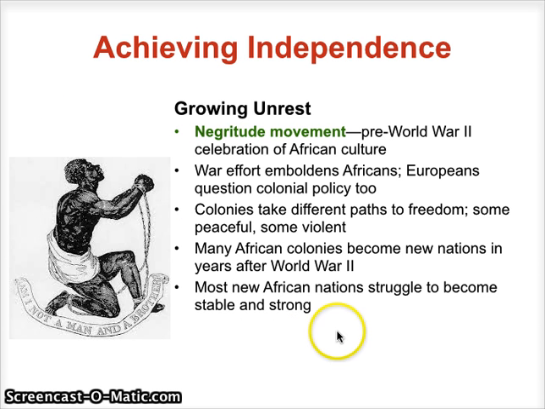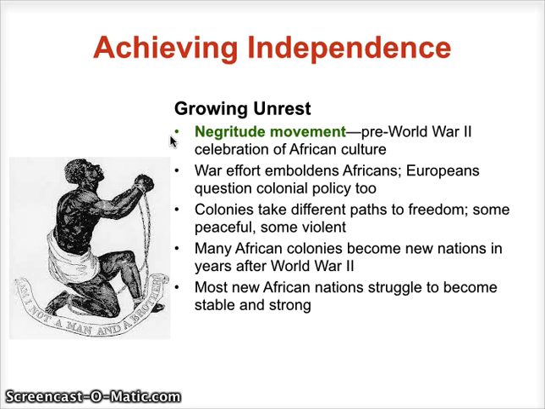Achieving independence. So after World War II, we have a growing unrest in Africa. Now, many Africans actually fought in World War II alongside the Allied powers. And because World War II was sort of a fight for freedom, when many of these soldiers went back home, they were no longer really willing to be ruled by colonial powers. They believed that they deserved their freedom as well.